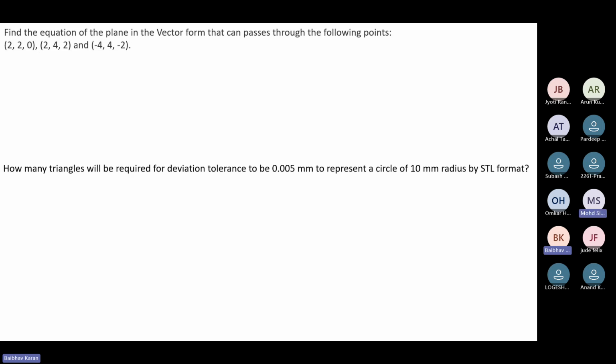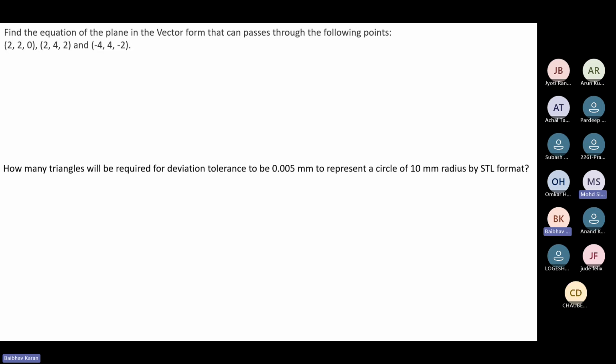Sir, we have 3 points. First of all, we find two vectors. Since we have 3 points, we find the AB vector and the AC vector. Then by the cross product, we can find a vector perpendicular to the plane. And then if we have a perpendicular vector and a point on the plane, then r dot n cap is equal to 0. That is the equation of the plane. So we can find the equation of the plane by this method.